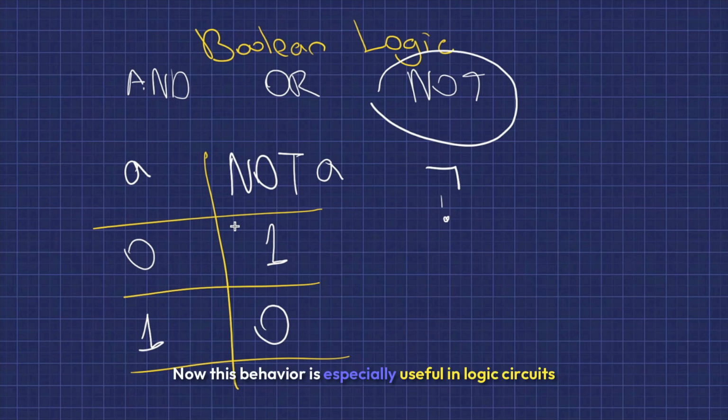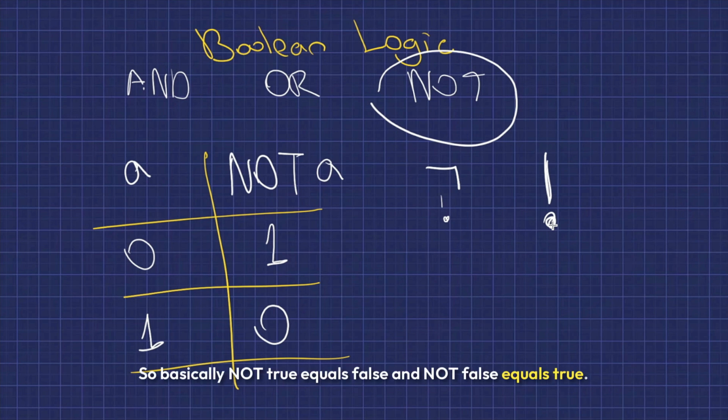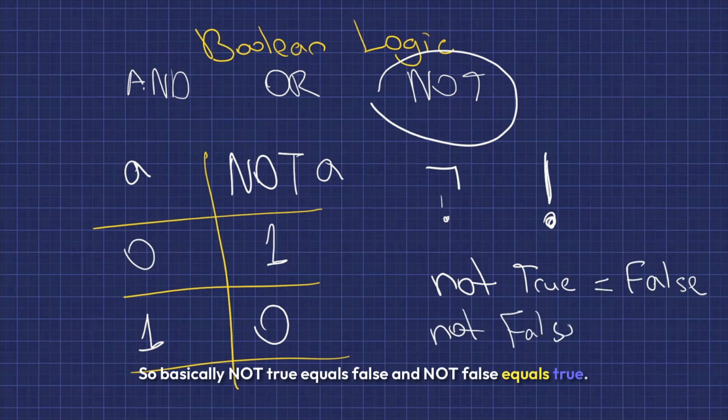Now this behavior is especially useful in logic circuits when you need to deny or cancel a condition. For example, a security system might activate an alarm only when a sensor signal is not triggered. So in many programming languages, the NOT operation is written using this symbol. So basically not true equals false, and not false equals true.